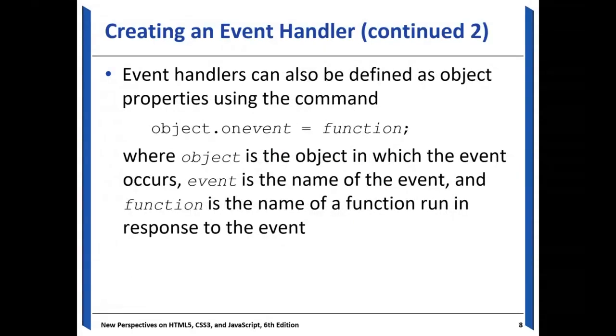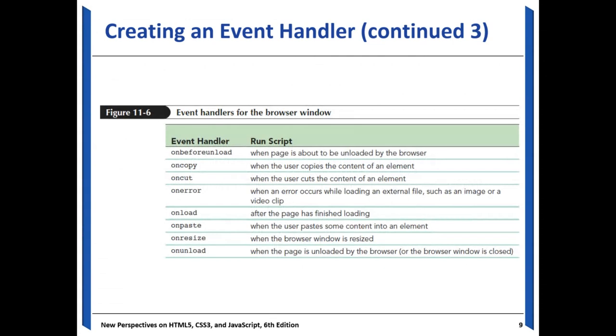You can also define an event handler as an object. So we see the syntax of using an event handler as an object: object.onEvent equals the function. In this case, the object is the object in which the event occurs, the event is the name of the event, and then the function is the name of the function that runs. Looking at some examples of event handlers, for example, onCut is an event handler that runs a script when the user cuts the contents of an element. onLoad runs after the page is finished loading.